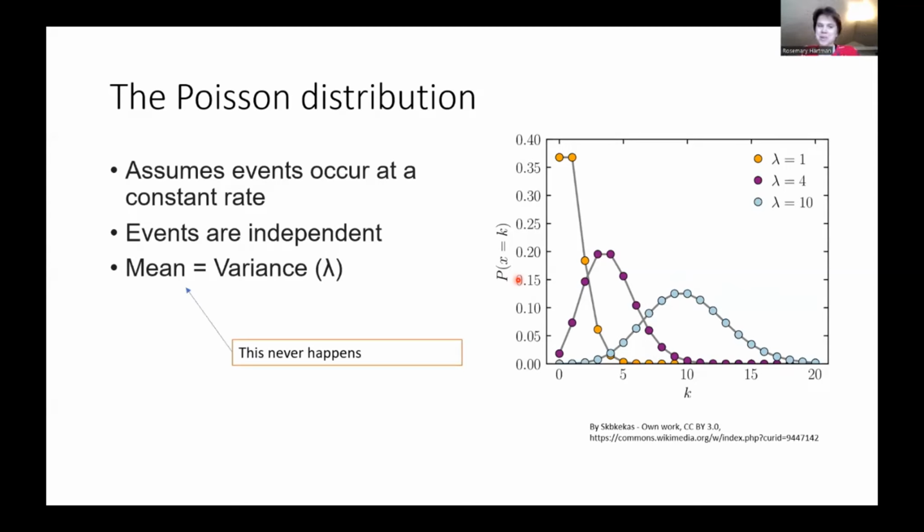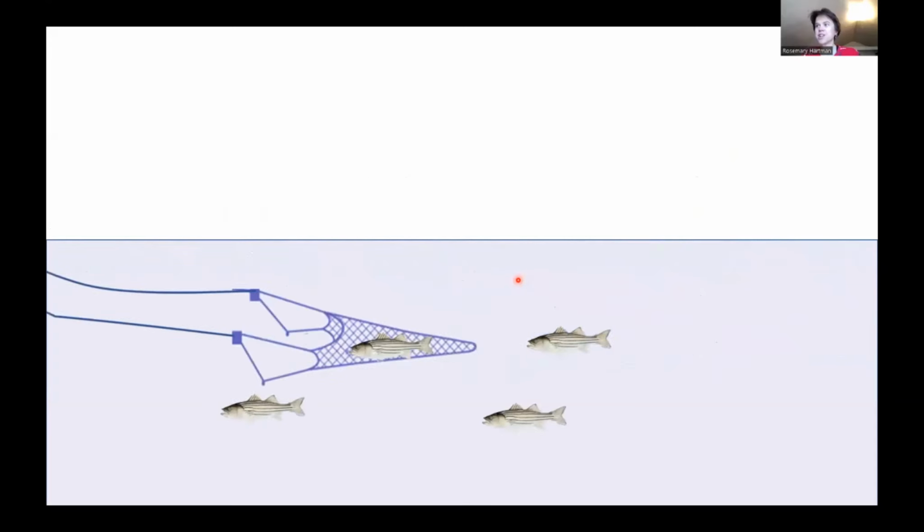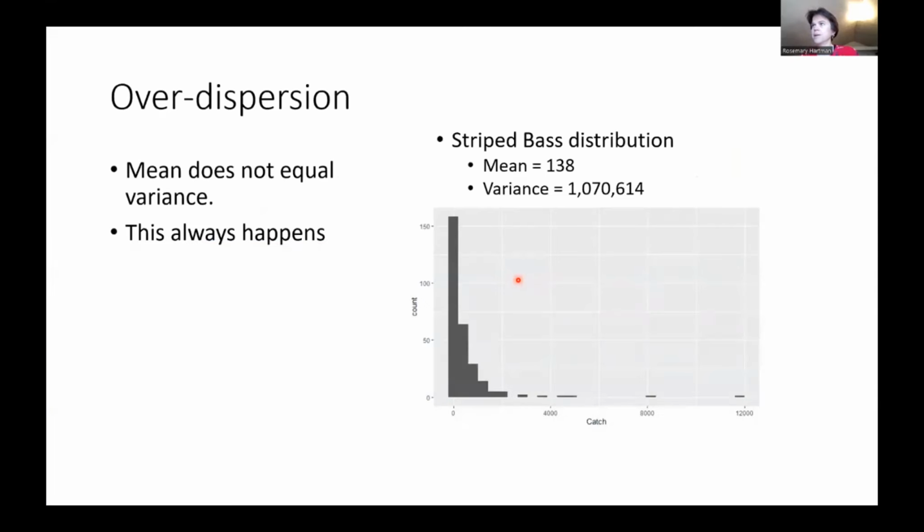But the mean is never equal to the variance, because a Poisson distribution assumes that you're trawling along, you encounter fish at a pretty constant rate, so the number of fish in your trawl is going to be pretty constant. You know, fish don't act like that. We all know that.